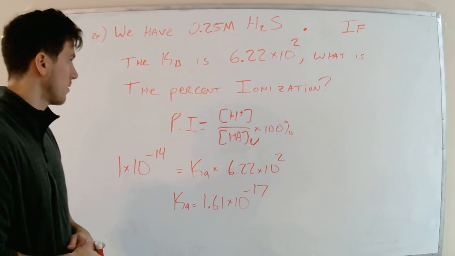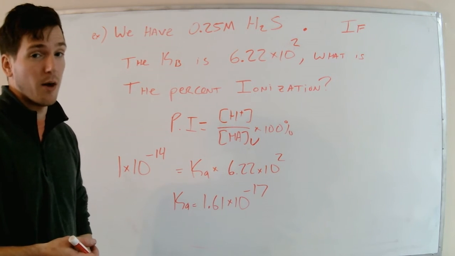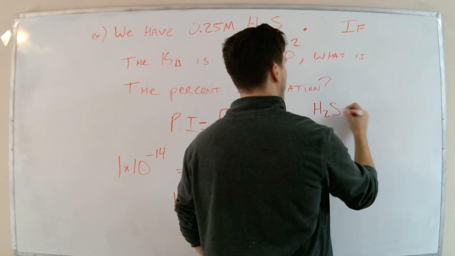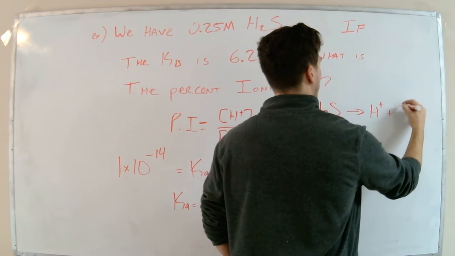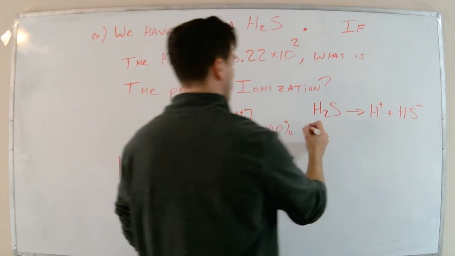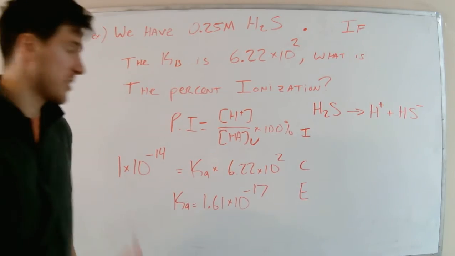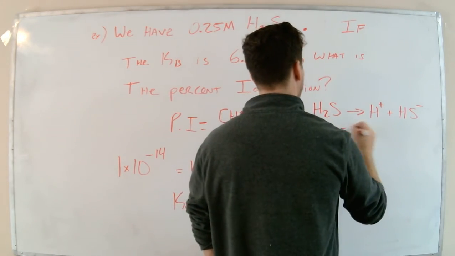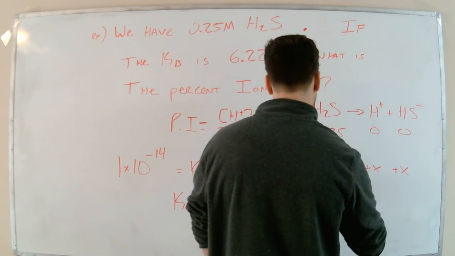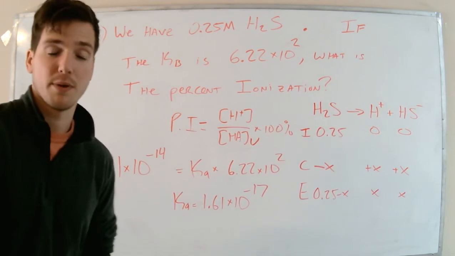So now that we have Ka, we could probably do something like an ICE table to help us figure out H+. So let's go ahead and do that. Remember, H2S is only going to donate 1 hydrogen at a time. All of them are monoprotic. So we're going to have ICE right here. Our initial concentration is 0.25, 0, 0, minus x, plus x, plus x, 0.25 minus x, and let's just skip the dancing, right?